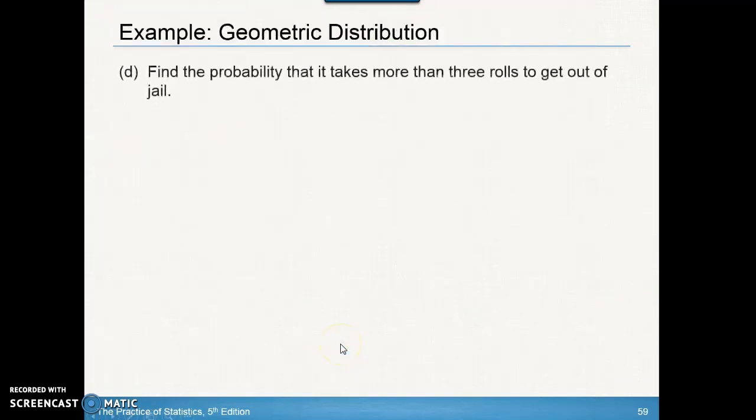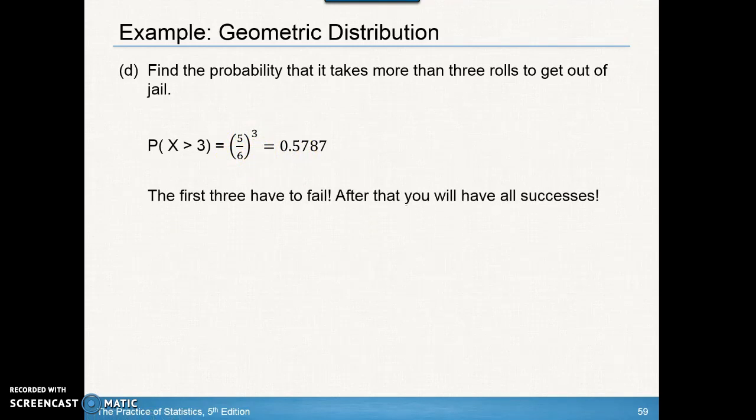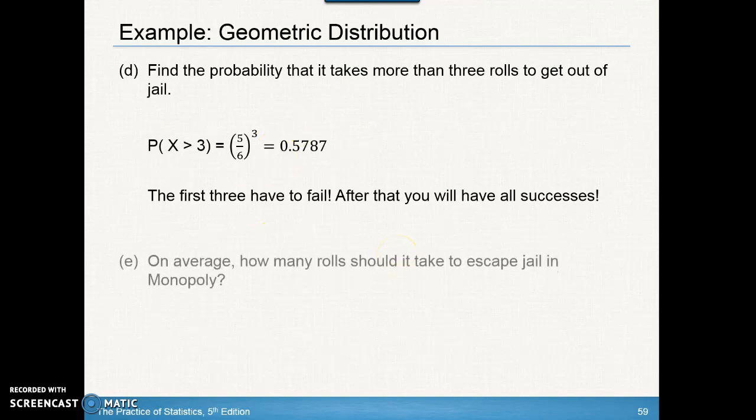Okay, all right, letter D says find the probability that it takes more than 3 rolls to get out of jail. So that's the probability that x is greater than 3. So that basically means I'm going to have at least 3 failures. I could have more than that, but I have at least 3 failures. So 5/6 is the probability of failure raised to the third because 3 failures equals 0.5787. Okay, now when I say the probability takes more than 3 rolls to get out of jail, the first 3 have to fail. Basically, that's saying then after that, we're going to have all successes. We're just going to keep on rolling successes.